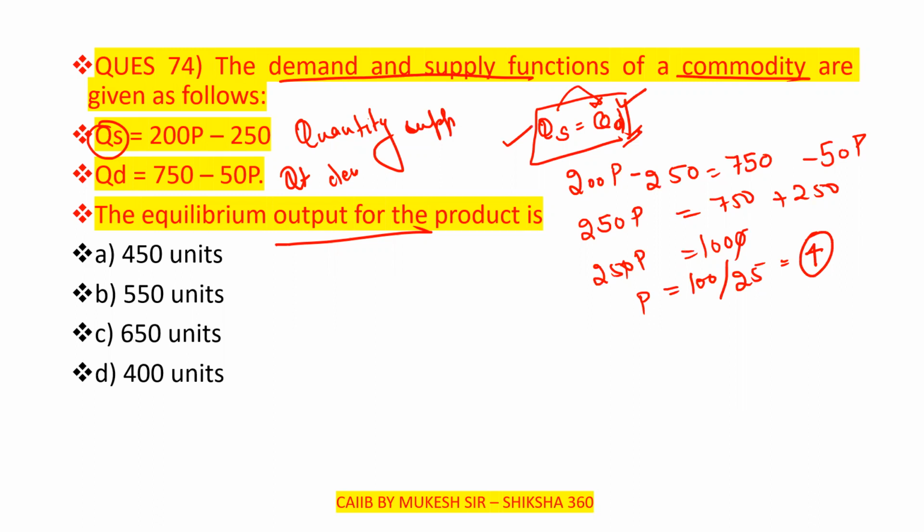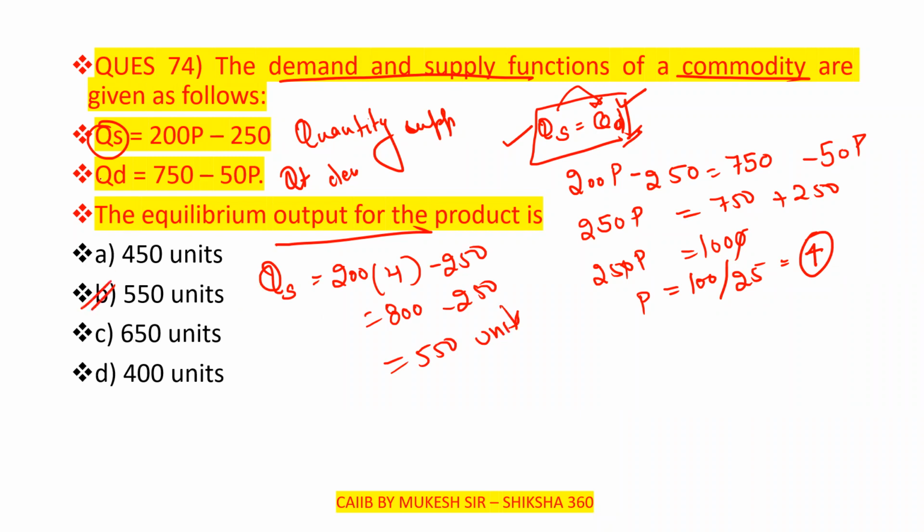That is when the quantity supplied is equal to the quantity demanded. Using that equation, we are able to find the value of P. We can put the value of P in any of the above equations to get the correct answer. So in the case of the quantity supplied, that is 200 into 4 minus 250. So 800 minus 250.